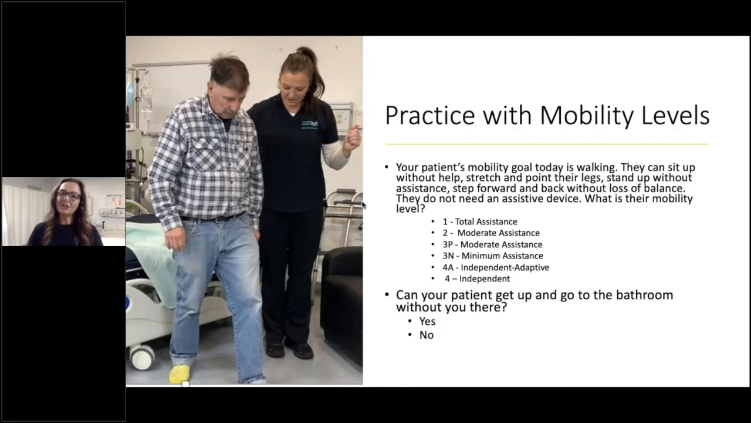So now think about your patient's mobility goal is walking. They can sit up without help, stretch and point their legs, stand up without assistance, step forward and back without loss of balance. They do not need an assistive device. What is their mobility level? This one's an easier one. They're level 4. Can your patient get up and go to the bathroom without you there? The answer is yes, unless there is something in their fall risk that makes you feel you need to be there. Again, remember, always err on the side of safety.